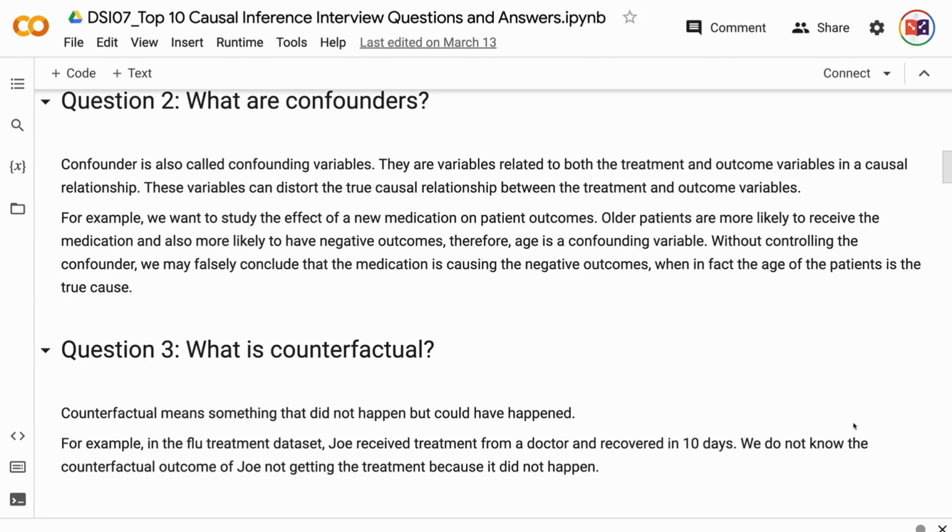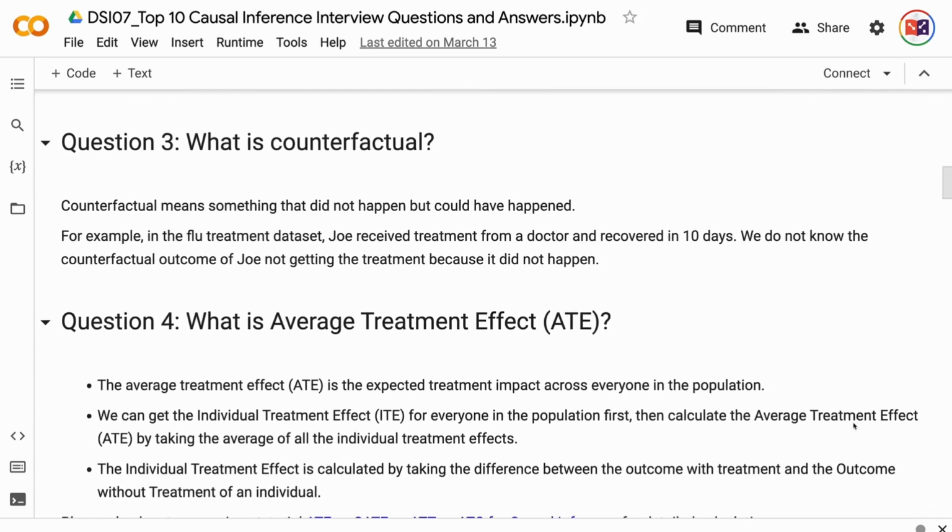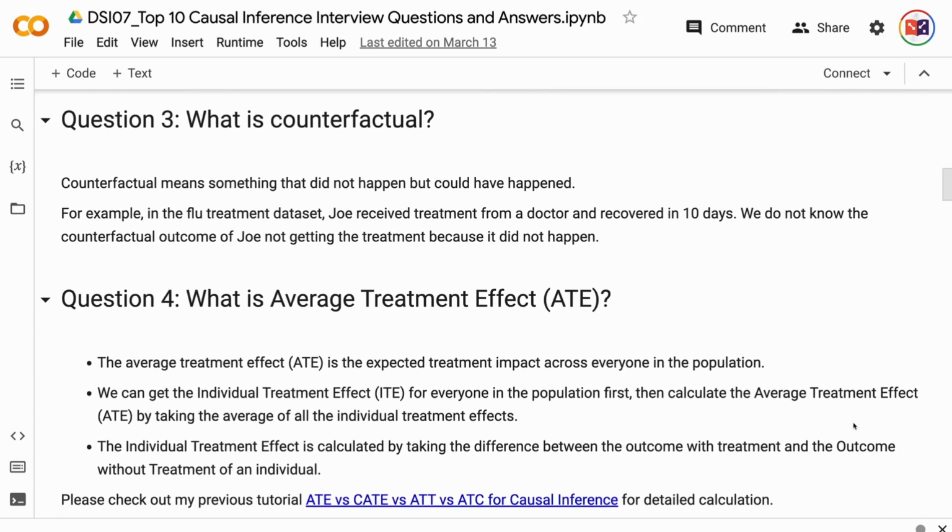Question 3. What is counterfactual? Counterfactual means something that did not happen but could have happened. For example, in the flu treatment dataset, Joe received treatment from a doctor and recovered in 10 days. We do not know the counterfactual outcome of Joe not getting the treatment because it did not happen.